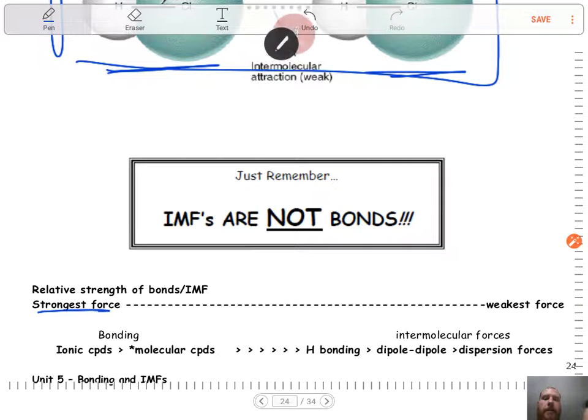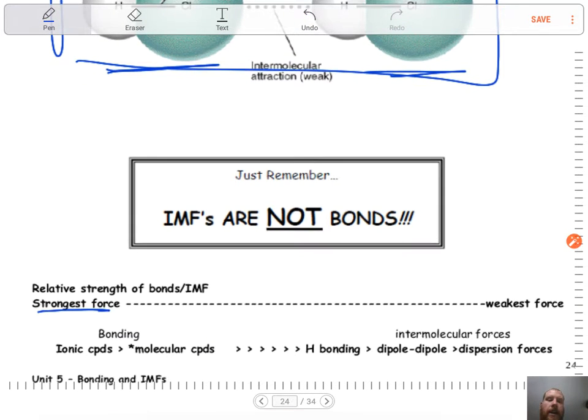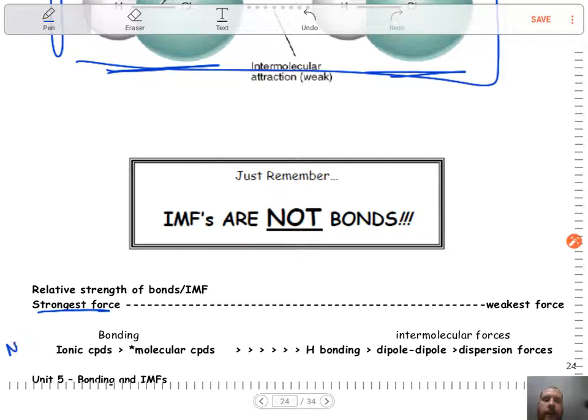Sorry about that. Just remember though, guys, there is one exception: network solids. Network solids are the strongest, and that's a covalently bonded substance. The two big ones that you're going to see on the Regents are diamond and silicon dioxide. Okay, those are the two big ones. They are stronger than ionic compounds. But for the most part, ionic compounds are the strongest because of that transfer of electrons.